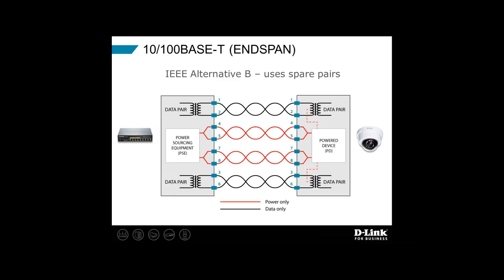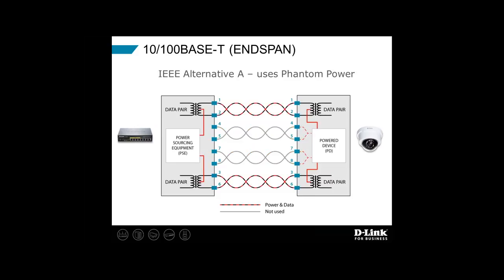So the solid black pairs are data only. And the red pairs, the two red twisted pairs, are the power. So again, 10/100 network, alternative B, data on 1, 2, 3, 6, power only on 4, 5, 7, 8. Pretty basic. Now we'll take a look at 10/100, but this is alternative A. This is the other way that the standard allows power to be applied.